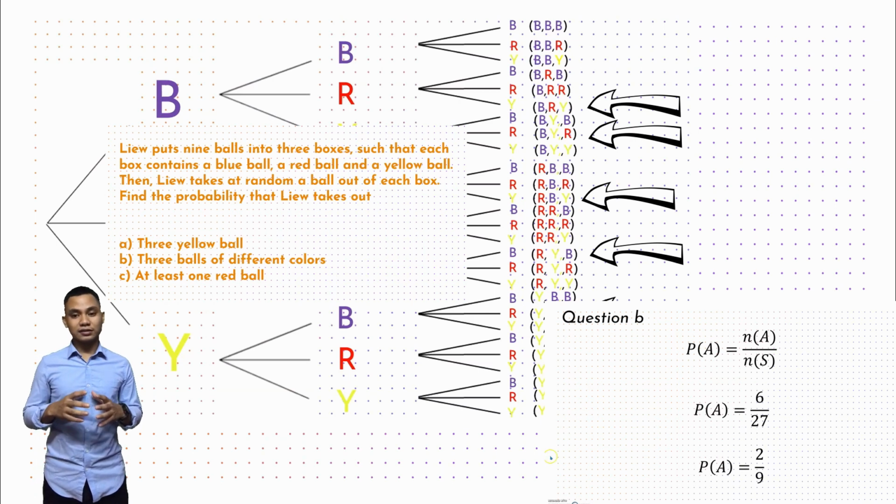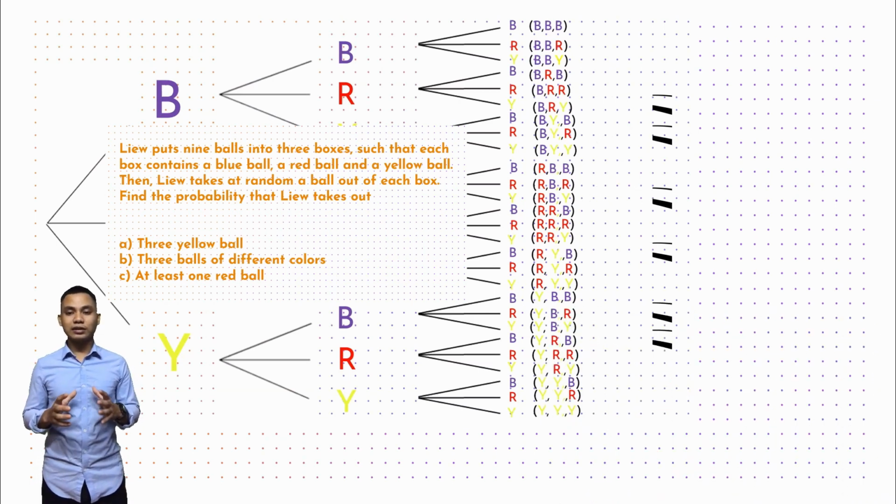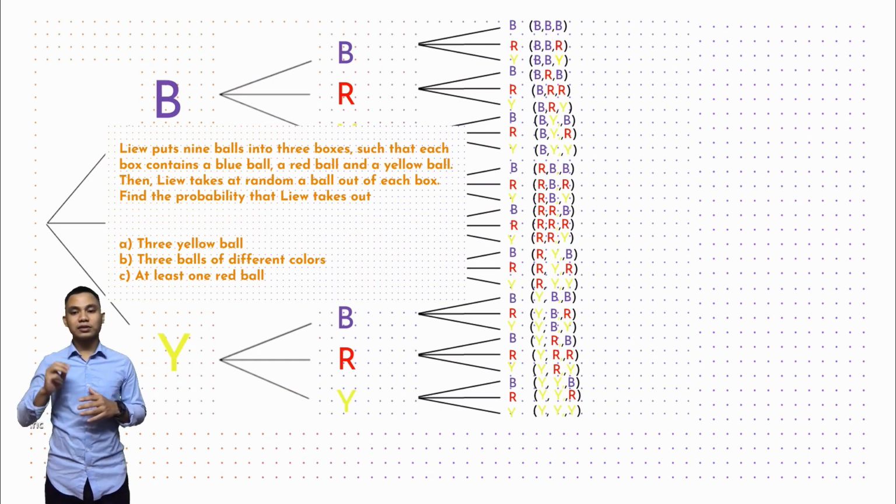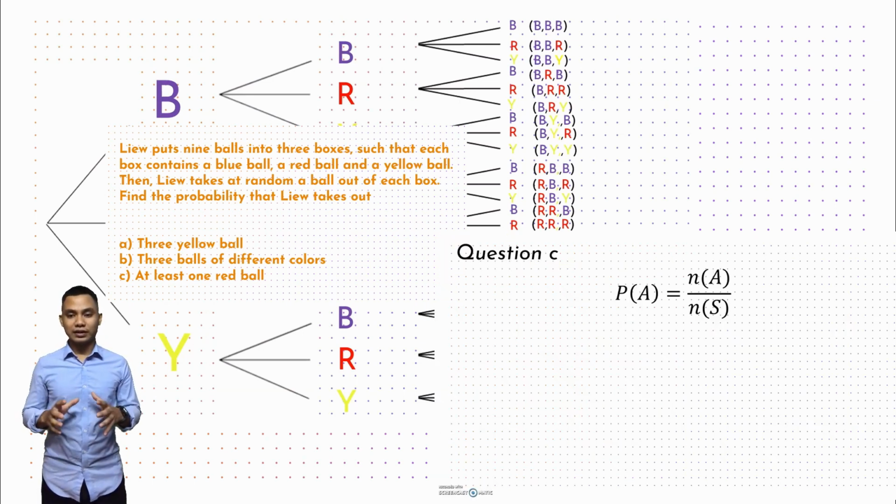The last question asks us to find the probability that Liu takes out at least 1 red ball. So that means it can be 1 red ball, 2 red balls or 3 red balls. So you can count it and there are 19 combinations of it. So we must write 19 over the sample space, right? So the answer is 19 over 27.